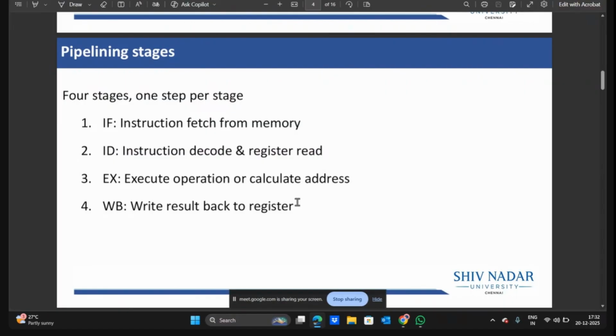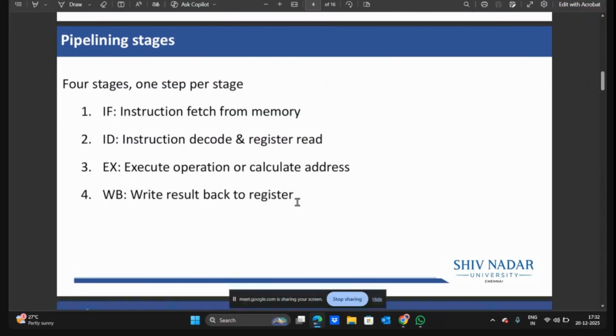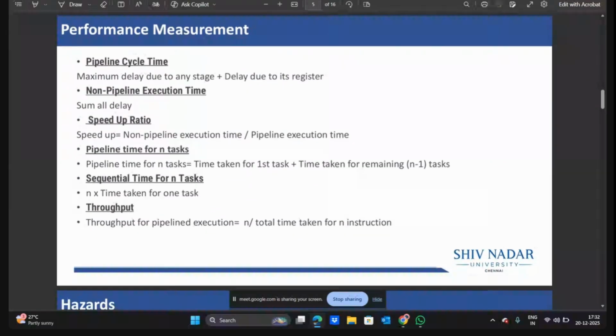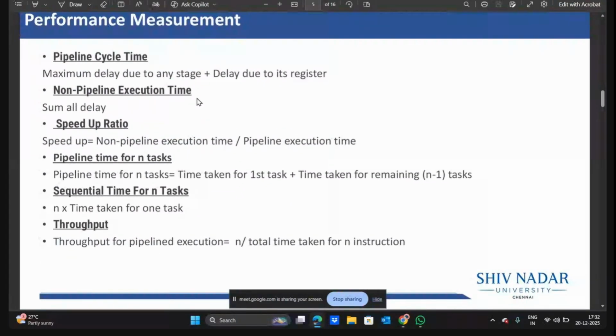This is a cycle you've already learned. The same thing applies to pipeline. And then these are a few things you need to know. So the pipeline cycle time is generally the maximum delay.